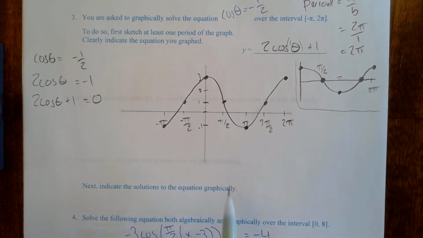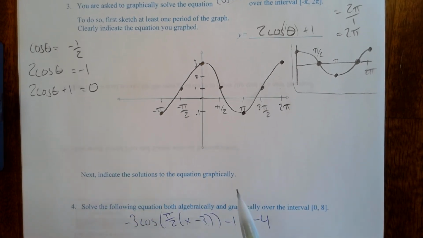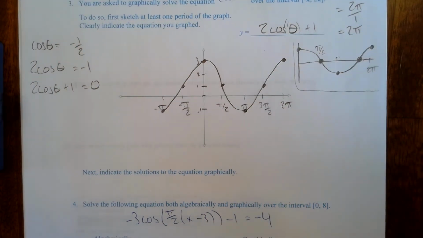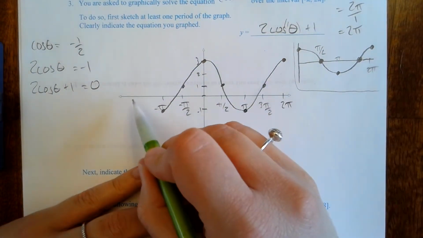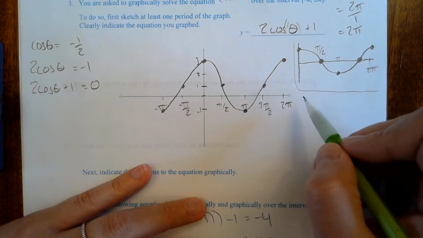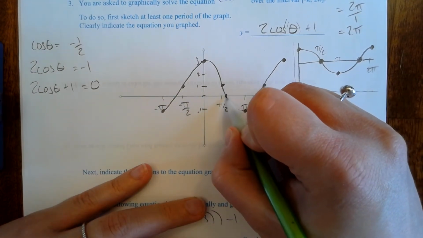Next, indicate the solutions to the equation graphically. Okay, great, because that's kind of what I am at here. And I want to know, where does my graph equal 0? So that's what we're working on here. Where does this thing equal 0? Alright, so we want to see, where does this thing equal 0? So where does it cross this 0 line, this x-axis? So right here would be my point.